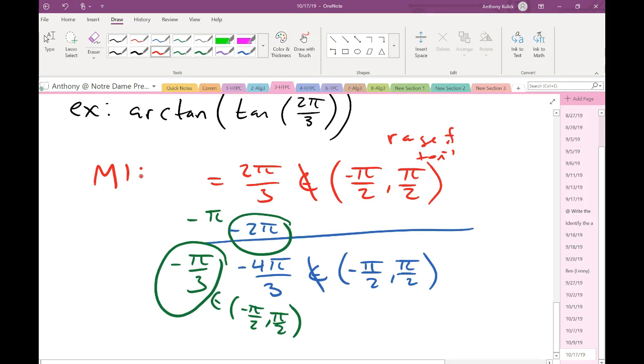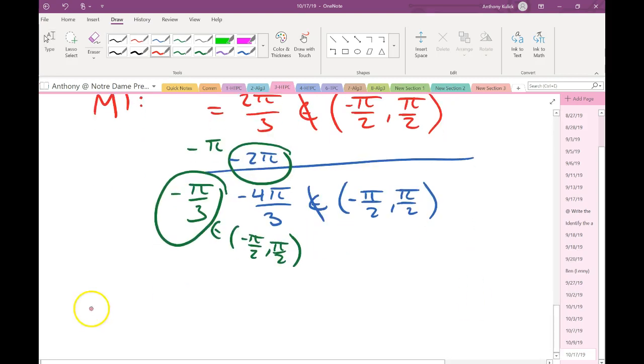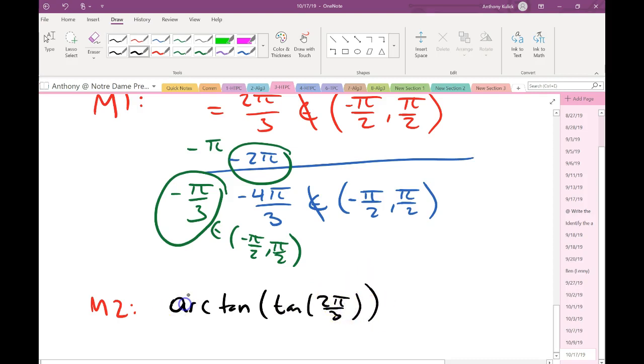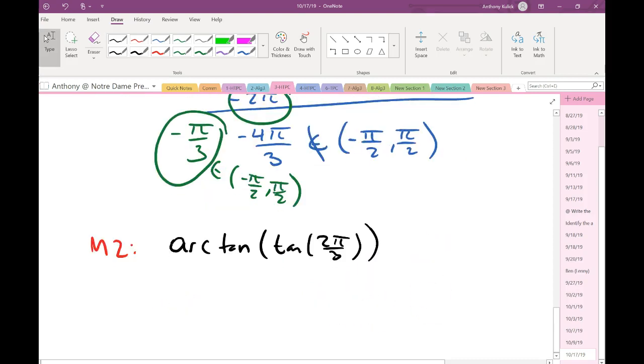If the same thing had happened with sine or cosine, you definitely can't just subtract pi and have things work out. What we can do instead, though, let's look at what the other option would be. The other option would be working from the inside out.